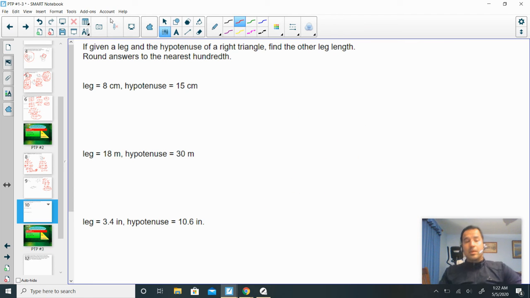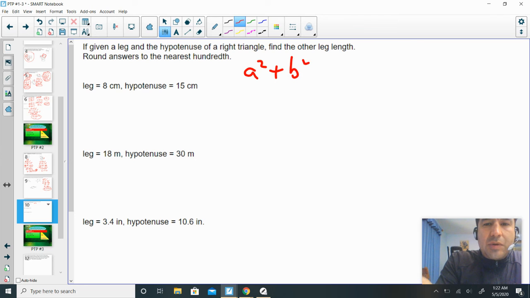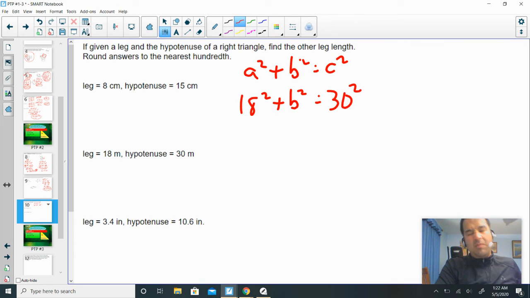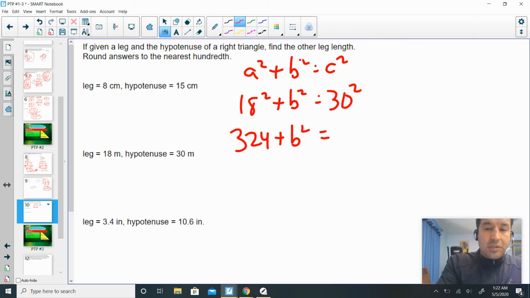Here we go. B. A squared plus B squared equals C squared. A is 18. 18 squared plus B squared equals 30 squared. Oh, I don't have 18 squared memorized. 18 squared is 324, plus B squared equals 30 squared, which is 900. And 900 minus 324.